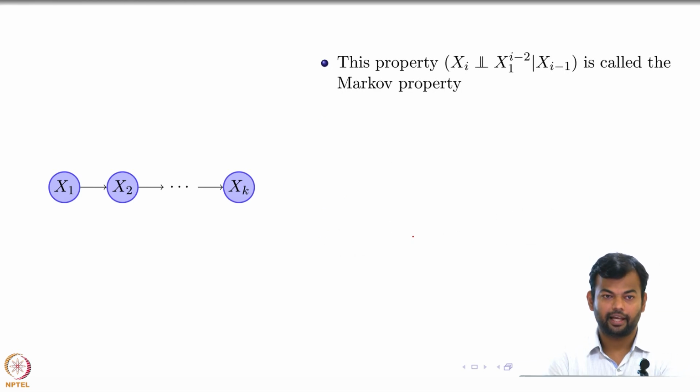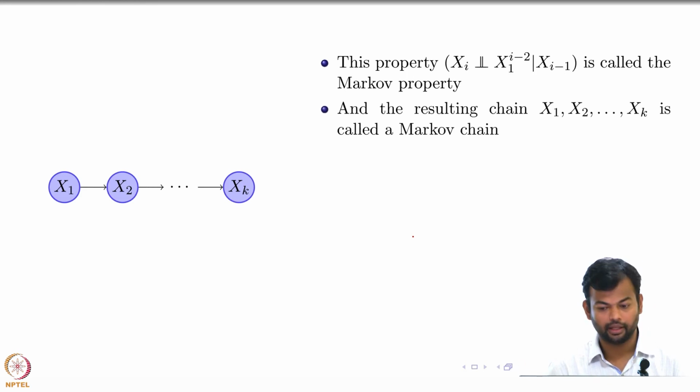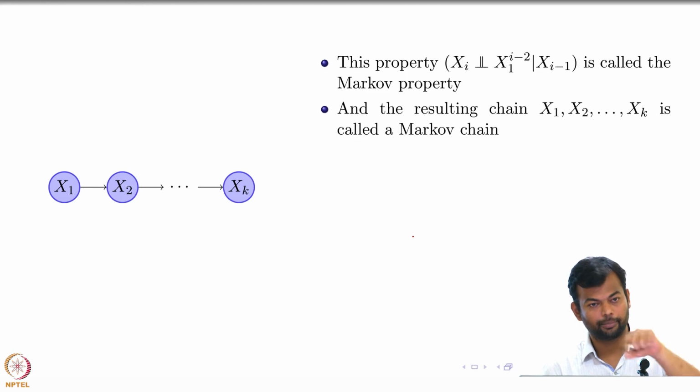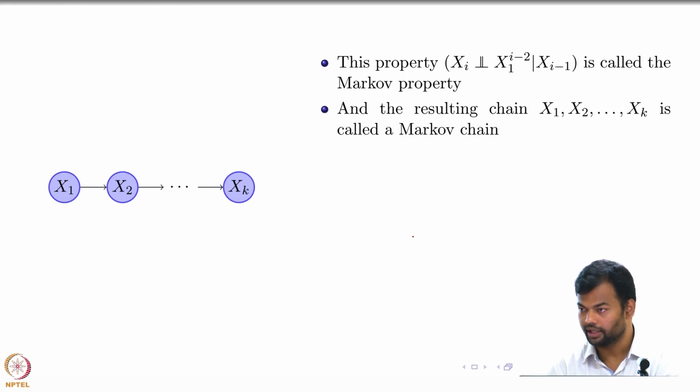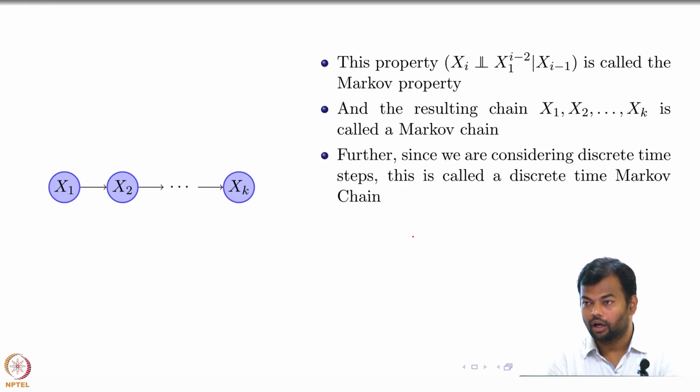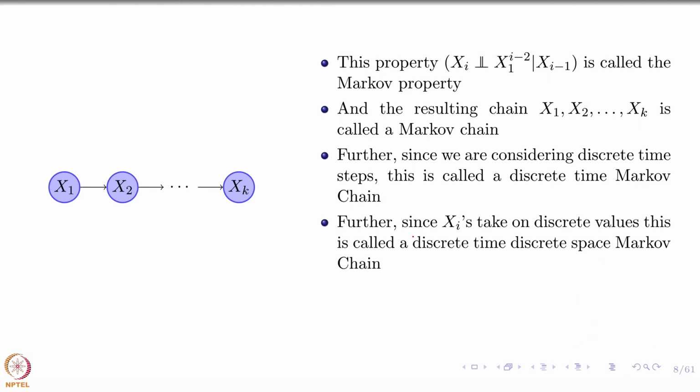So this property where Xi is independent of X1 to Xi minus 2 given Xi minus 1 is called the Markov property, and the resulting chain X1, X2 up to Xk is called the Markov chain. Those are just definitions. Further, since we are considering discrete time steps, day 1, day 2, and so on, they are not continuous. So this is called a discrete time Markov chain. Moreover, since we are considering only discrete values, each of these random variables is not in R^n, it's in 0, 1 to n. So it's a discrete random variable. So this is a discrete time, discrete space Markov chain. Okay, is that fine?